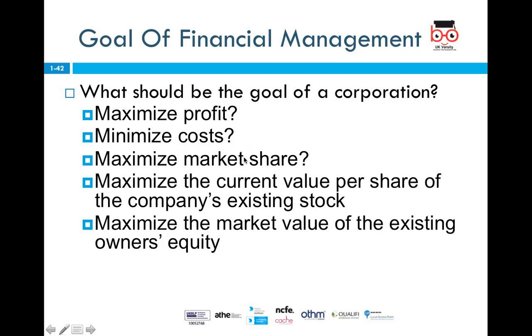We need to maximize the market share. We need to expand our business and our customers. We need to maximize our customer share. We need to maximize the current value per share of the company's existing stock. We need to increase the earnings per share, as we can see with earnings per share and investment ratios. We need to increase the current value per share. We need to maximize the market value of the existing owner security.